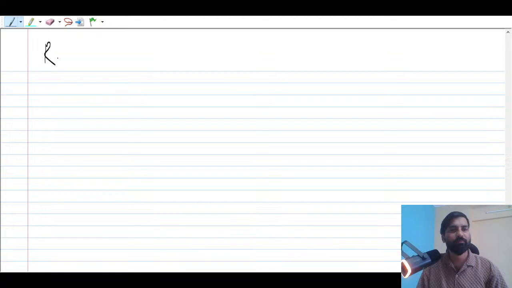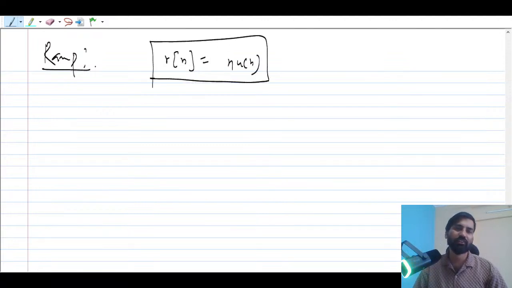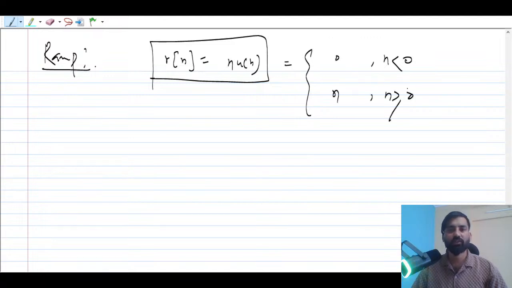What is this ramp? Discrete ramp I'm talking about. So r of n is nothing but n times u of n. How do we write this? From the same definition, it will be 0 for n less than 0, and it is going to be n for n greater than or equal to 0. That is one point that you have to remember.